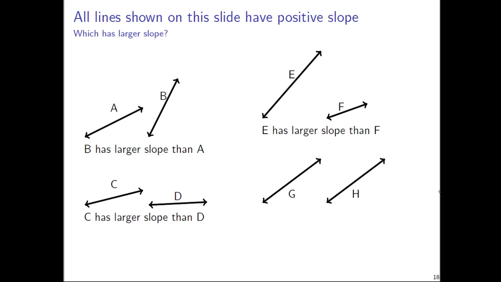What about G and H? Which has larger slope? This one's a bit of a trick question. They actually have the same slope. For G and H, I just copy-pasted the same line, and I just replaced the label G with the label H.